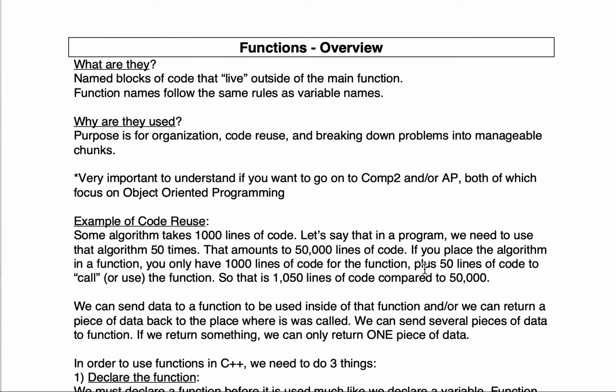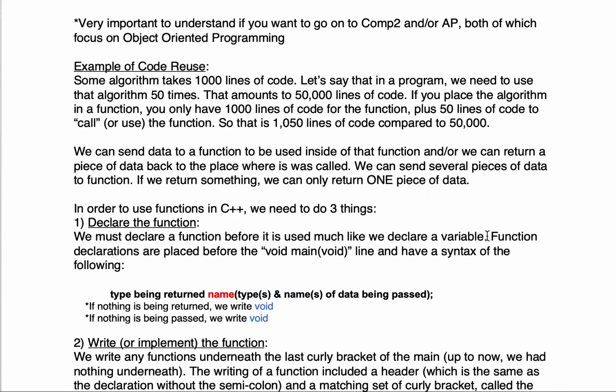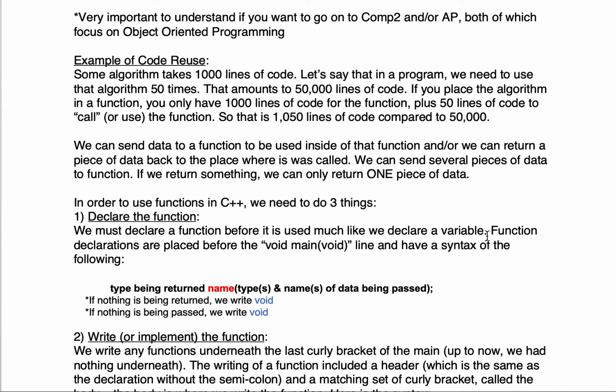Well, if you place that algorithm, those 1,000 lines of code, in a function, all you have is that one function with 1,000 lines plus the 50 lines of code to use that function, or call it. So that's only 1,050 lines compared to the 50,000 lines. So you save a lot of code. So your programs are much shorter.